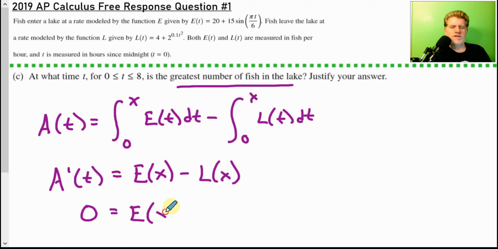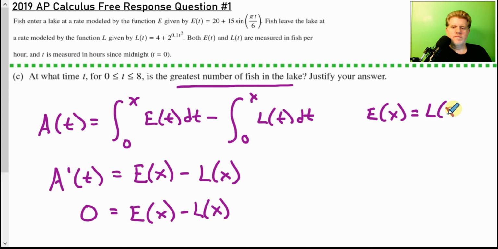To find the greatest number of fish in the lake, the first value we have to find out is where does the rate of the amount of fish entering the lake equal the amount of the fish leaving the lake. So that solves this equation. I want to know if or when this is true. And that value would be at 6.204. So a little after 6 a.m.